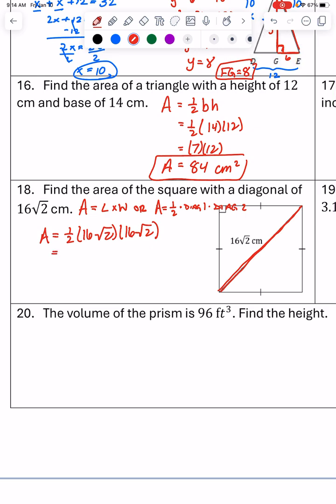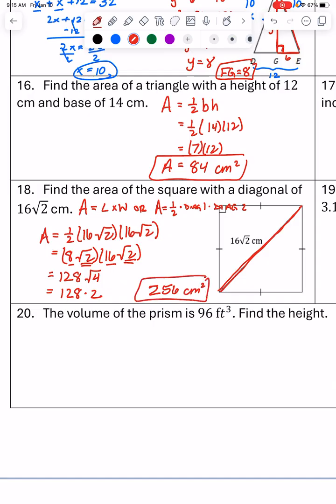So 1/2 times 16 root 2 would be 8 root 2 times 16 root 2. And then if we take 8 times 16, we get 128. Square root of 2 times square root of 2 would be square root of 4. Square root of 4 is 2. So 128 times 2 is 256 square centimeters for the area of that, okay?